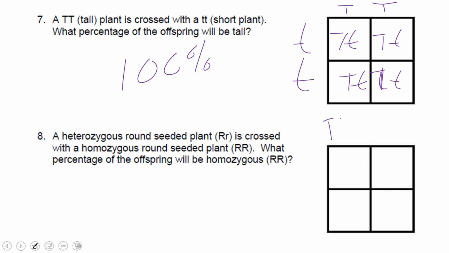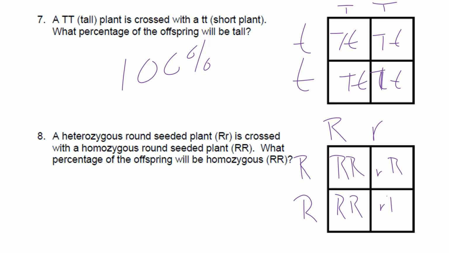A heterozygous round-seeded plant is crossed with a homozygous round-seeded plant. What percentage are going to be homozygous? Top down, side over. And it only asks, this time it's not asking how many are going to be round, it's asking how many are going to be homozygous round. These are the homozygous round, so that's 2 out of 4, or 50%.